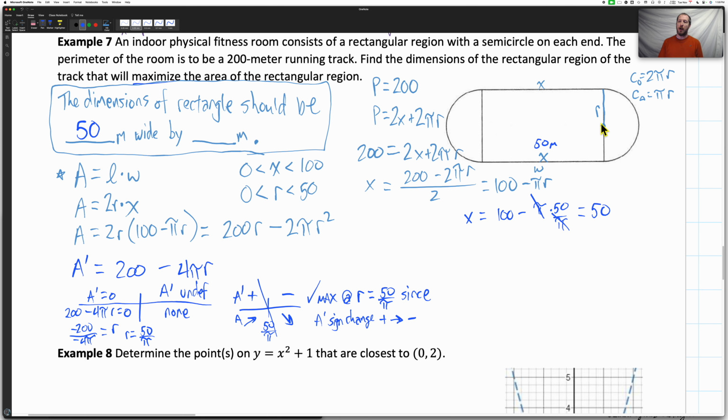And so now our height or length, whatever you want to call it, is going to be related to r. It's going to be twice r, right? So our length was twice r. That's 2 times 50 over pi, so we can just leave that as 100 over pi.